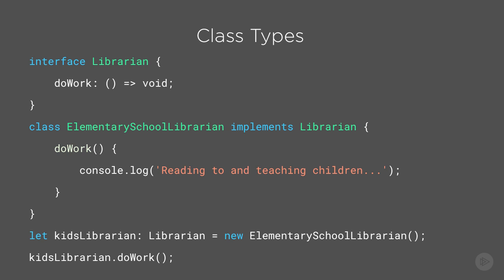I can then call methods on the object and use it like I did the object literals I declared earlier. Let's now add a class that implements an interface to the demo app.